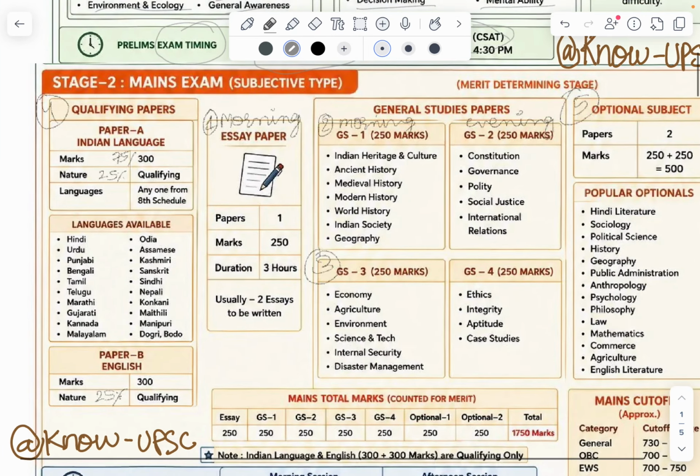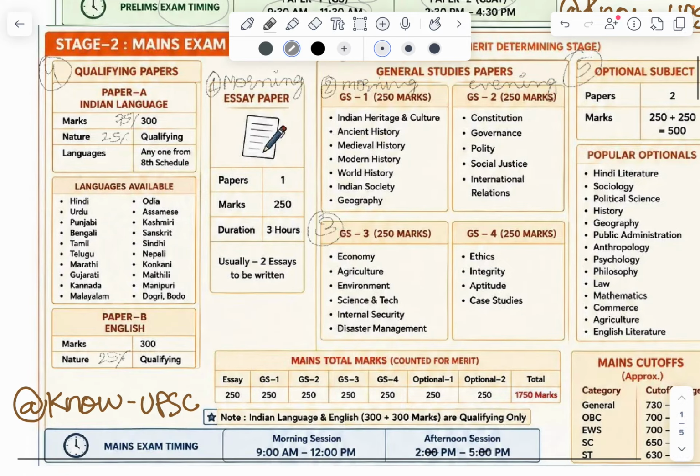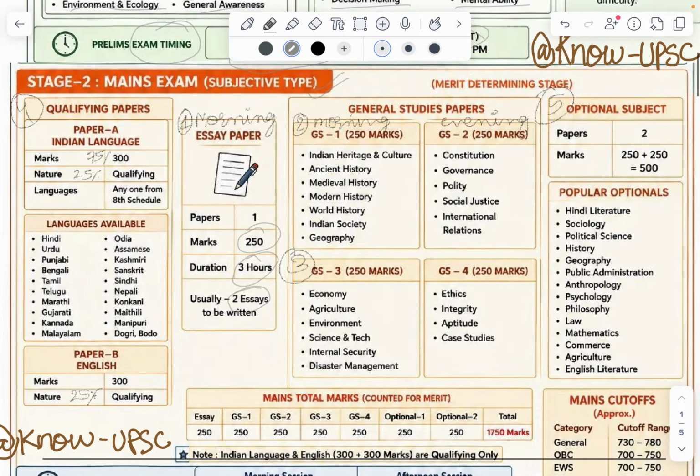In the second stage, mains, there are only subjective type papers. First paper will be the essay paper. There will be 250 marks and the duration will be 3 hours. Usually 2 essays are to be written only. This is our paper 1.